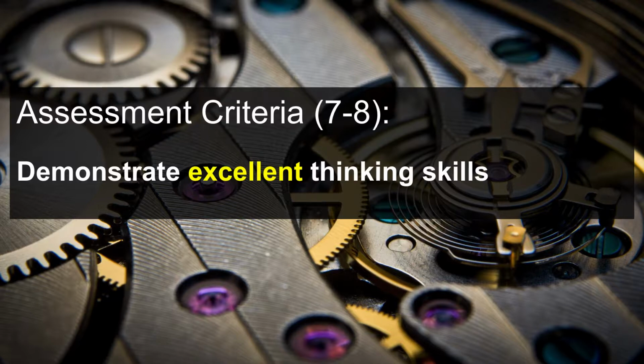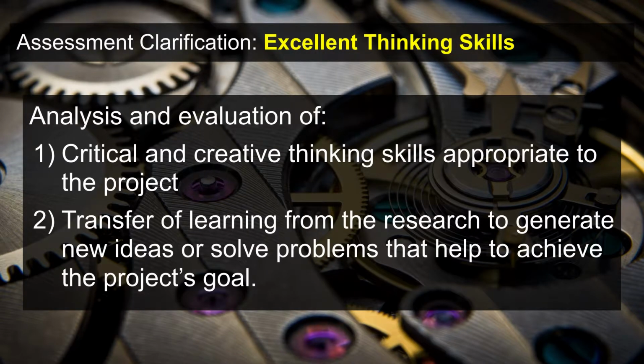So in order to meet this objective, we need to make sure that we are, again, analyzing and evaluating our critical and creative thinking skills that we use that were appropriate to the project, and that we're showing a transfer of learning from the research into hitting our project's goals. So two things are really there, that we're using these creative and critical thinking skills, but also that we're taking the information that we learned from the research and we're transferring it to try and solve the problems along the way for our project's goal.